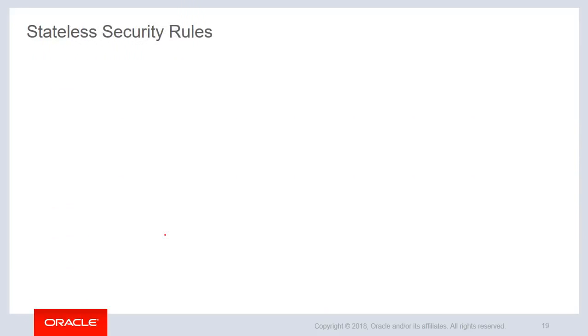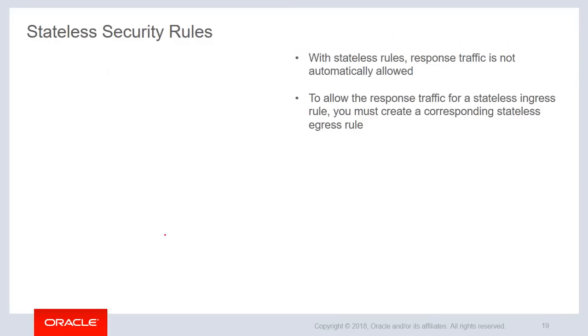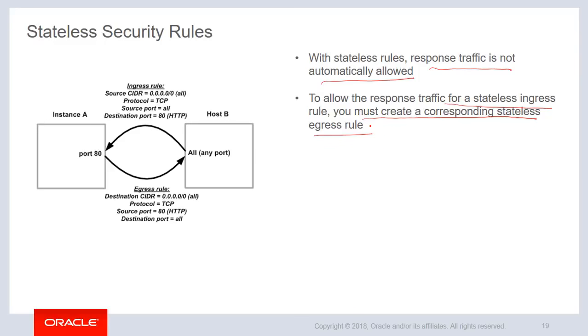Now, conversely, you have something called a stateless security rule. In a stateless security rule, response traffic is not automatically tracked or allowed. To allow the response traffic for a stateless ingress rule, you must create a corresponding stateless egress rule. So the same scenario as earlier, everything here is the same. You are sending traffic here, destination port 80. Earlier we saw that this traffic was automatically allowed, but now because this is stateless, you have to specifically write a rule here, and the rule says that my destination is everywhere, protocol is TCP, but my source port now is 80.